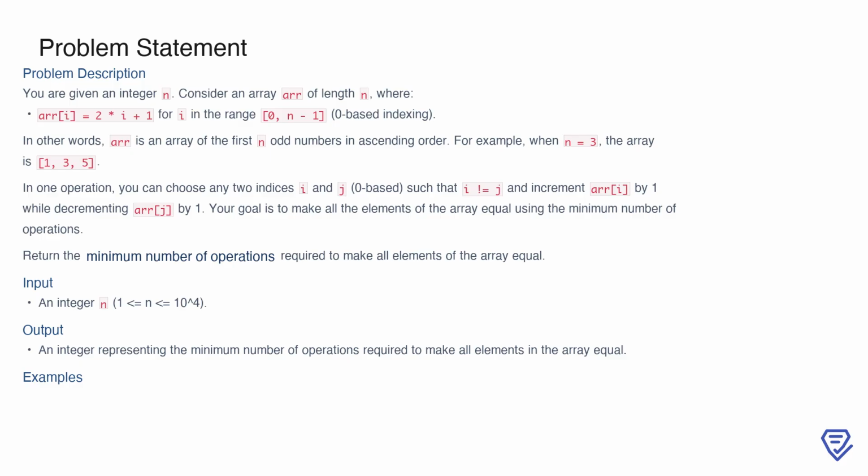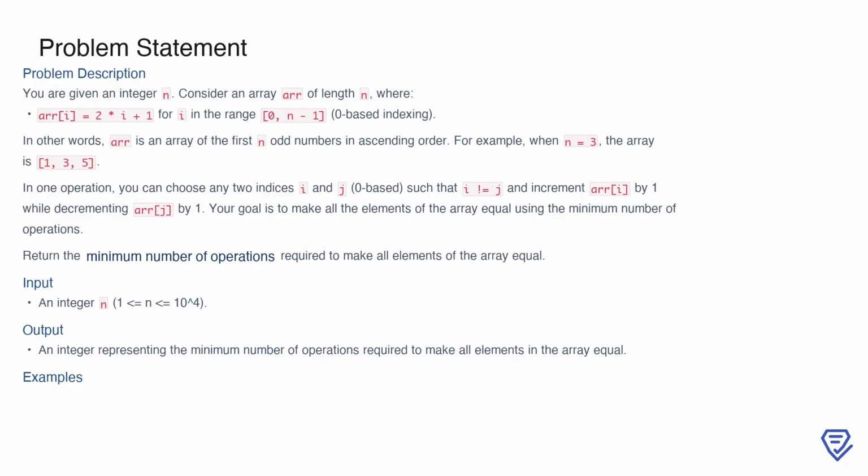The array is constructed using the formula ARR[i] equals 2 * i + 1, where i ranges from 0 to n-1. Essentially, this means that ARR consists of the first n odd numbers in ascending order. For instance, if n is 3, the array will be 1, 3, 5.